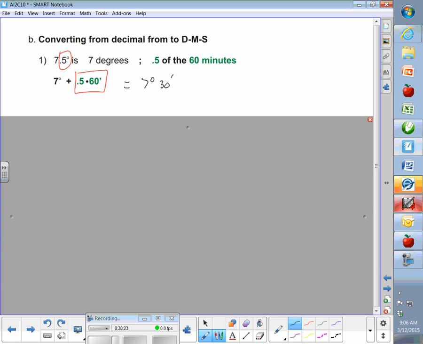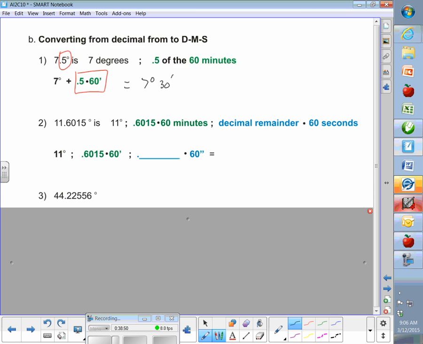If you had 7.2 degrees, you do 0.2 times 60 to get your minutes. If you had 7.8 degrees, you go 0.8 times 60 to get your minutes. If you had 32.35 degrees, 0.35 times 60 to get your minutes. Follow? It's not hard. Again, thankfully the book only goes to minutes, doesn't go to seconds.